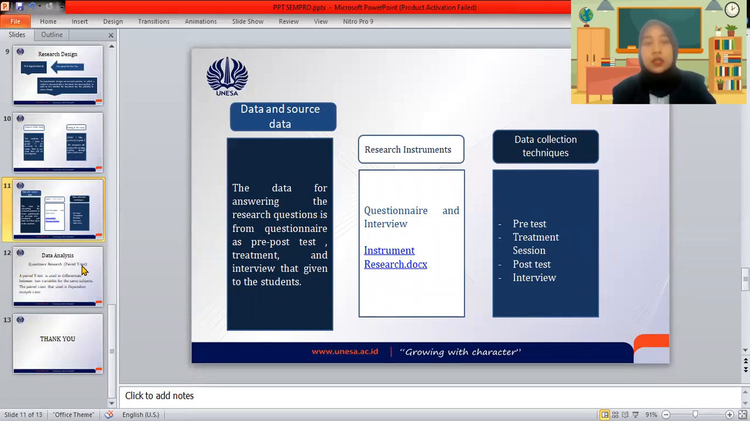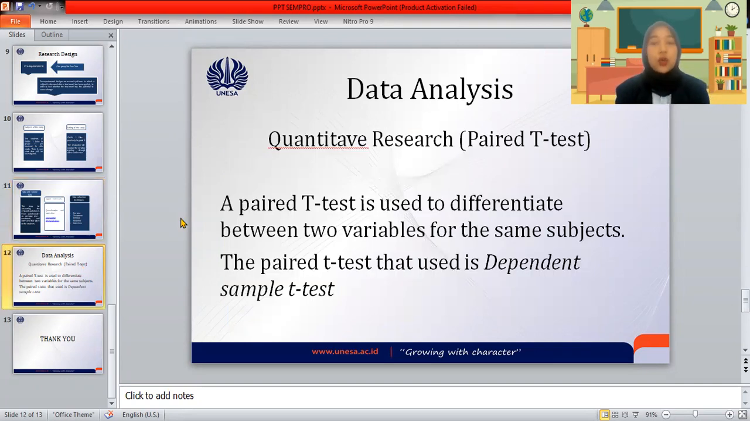And then from data analysis, the researcher used quantitative research, which is pair t-test. A pair t-test is used to differentiate between 2 variables for the same subjects. The pair t-test that I use is dependent sample t-test. Dependent sample t-tests, often named paired sample t-test, is a type of statistical test that aims to compare the averages of 2 pairs of groups. So the result of this research will find out whether the treatment could reduce these symptoms of speaking anxiety or not.